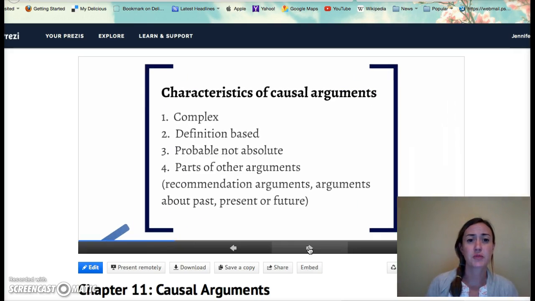Characteristics of a causal argument include, first of all, that they are complex. And the first thing that I mean by that is that we're not going to have any sort of topic that's only going to have one cause and one effect. We want to look at something that's more complicated than that. It's also definition based. So part of what you have to do as a part of your argument with cause and effect is you have to be able to use definition in order to define your terms, to categorize them, to classify them, to explain how they fit into the bigger picture of your topic.